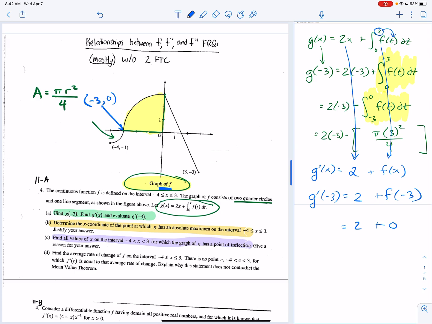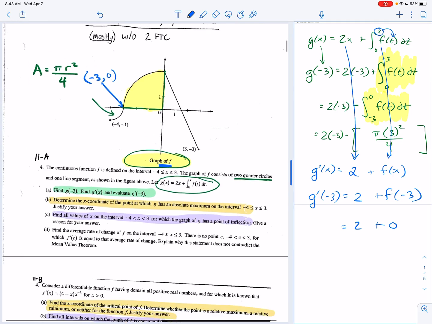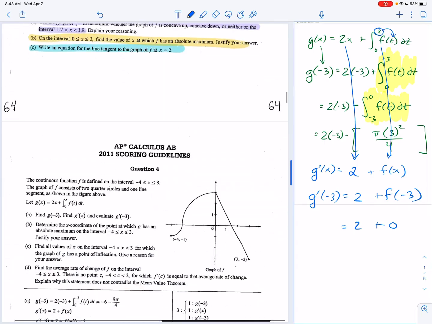Equal is equal there. So pause here. Think about how many points they would allot for part A. Press play when you're ready. I think it's 3 points. It's been a while since I've seen this, but I'm thinking 1 point for each section here: g of negative 3, g prime of x, and g prime of negative 3. So let's take a look at 2011.